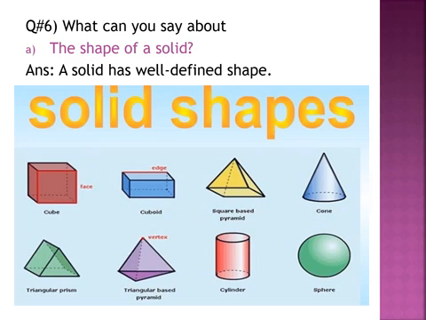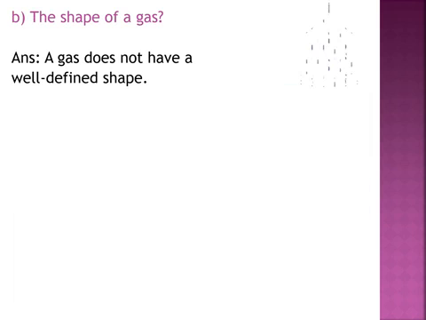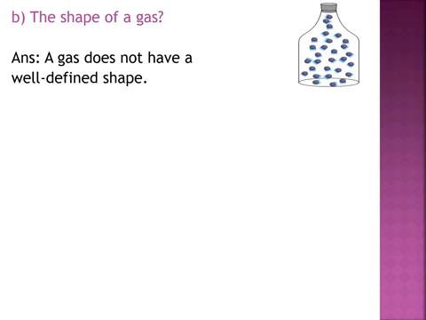The next question is: what is the shape of a gas? The answer is, a gas does not have a well defined shape. It takes the shape of its container. Just like you can see in the figure, the gas molecules are confined in a jar, so they get the shape of the jar, and if they are confined in anything else, they will acquire the same shape.